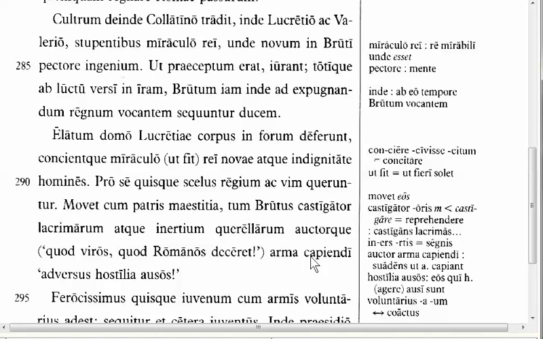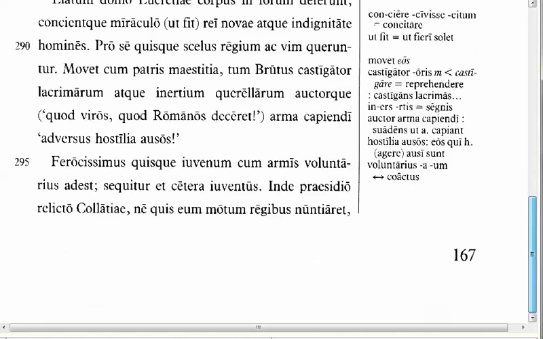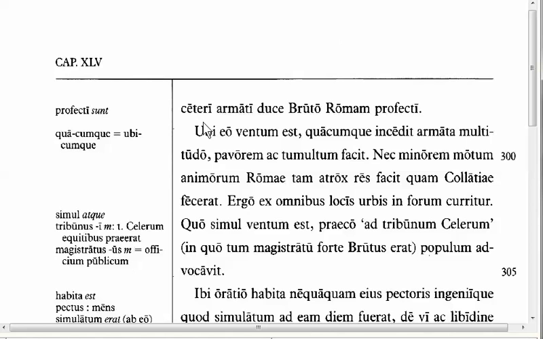The next new feature is in line 298. I think we could start here. We have Duque, Ceteri armati, Duque Bruto, Roman profecti. The other armed men set out to Rome, Duque Bruto, with Brutus as their leader. Another example of an ablative absolute, using only nouns, Duque Bruto. Duque from Dux, the ablative singular here, with Brutus leading them.